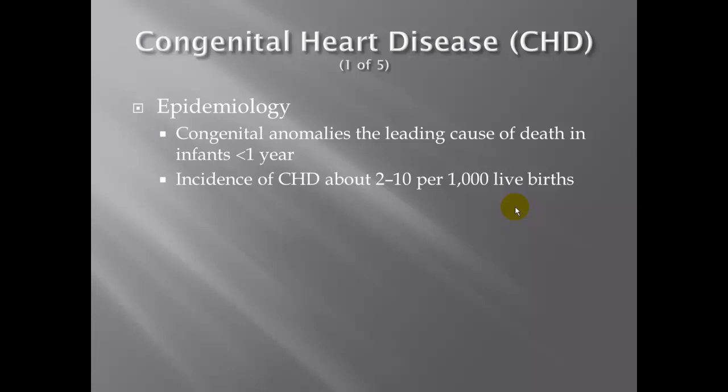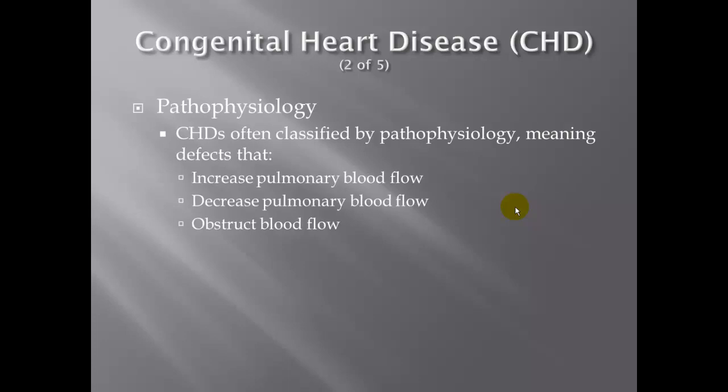Epidemiology: and this is congenital heart disease. Congenital abnormalities are the leading cause of death in infants less than 1 year of age. Incidence of congenital heart disease is about 2 to 10 per 1,000 live births. Pathophysiology: congenital heart defects are often classified by pathophysiology, meaning defects that increase pulmonary blood flow, decrease pulmonary blood flow, or obstruct blood flow in some form or fashion.